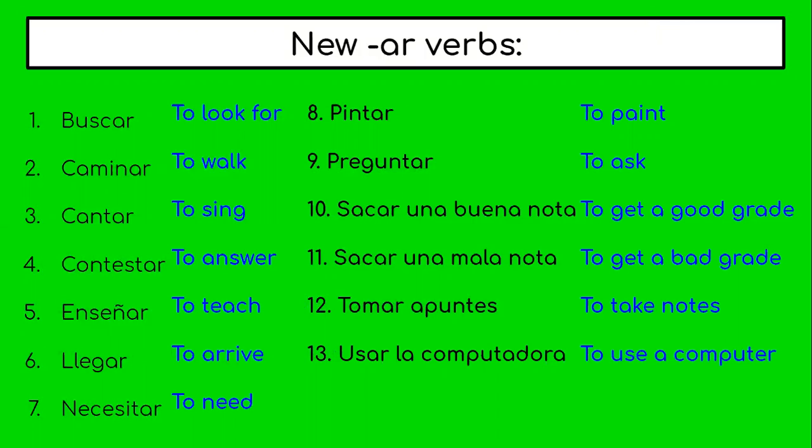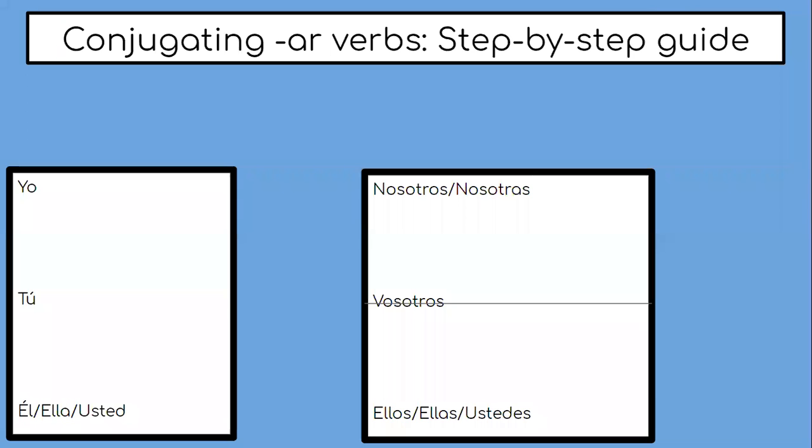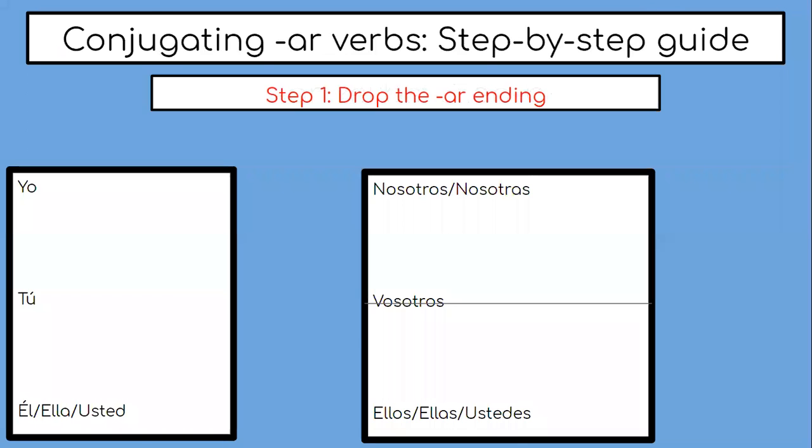So these are the new AR verbs that we'll be working with throughout this unit and that you will see on your practice worksheets and assignments. That said, let's get started. Conjugating AR verbs, this is your step-by-step guide. So step 1 is to drop the AR ending.